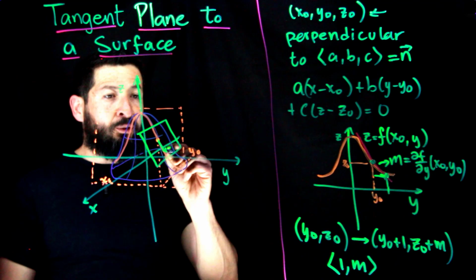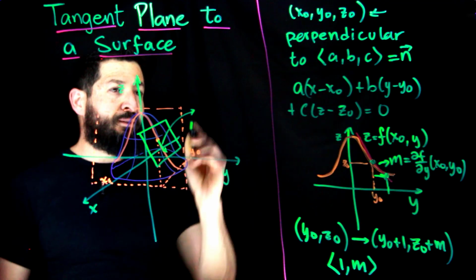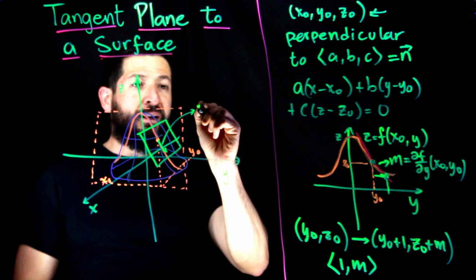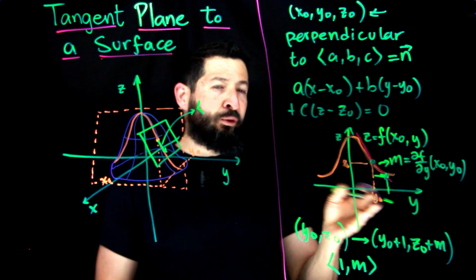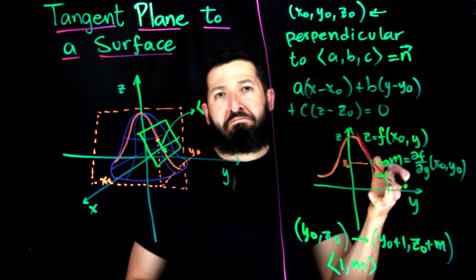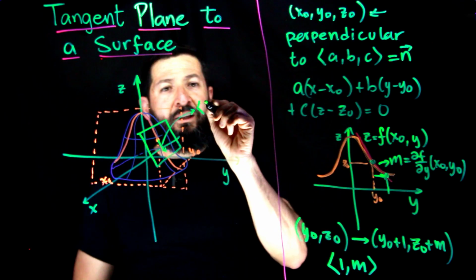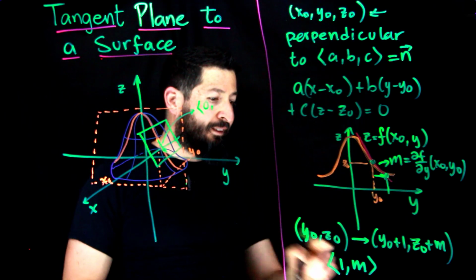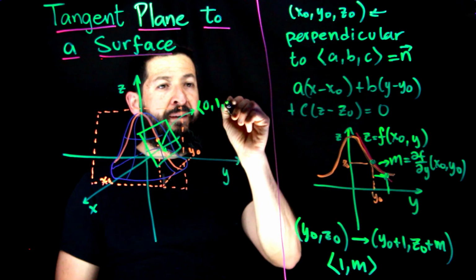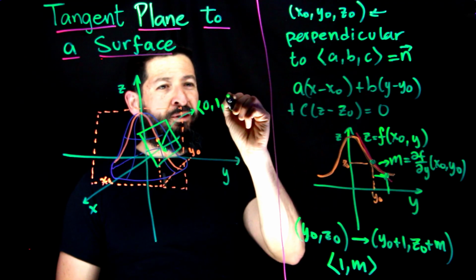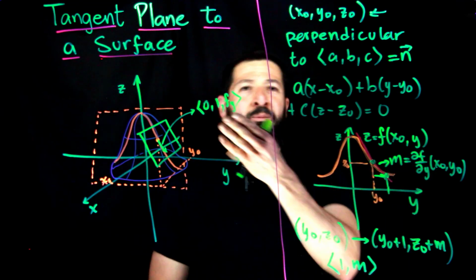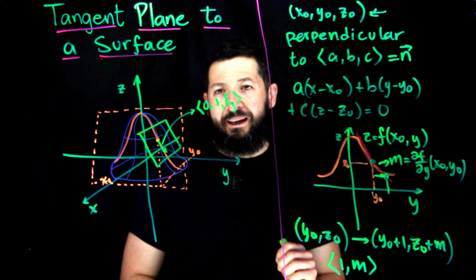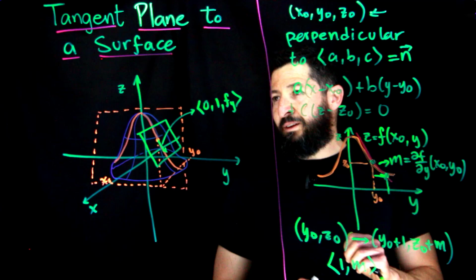So this vector that I drew here would correspond now in 3 dimensions. What was my change in x? Nothing. X was fixed. So I get 0 for the change in x, 1 for the change in y, and m, which I'm going to write just as fy, evaluated at x naught, comma y naught, but for space sake, I'm going to write it like that. Okay? So that's one of the vectors.